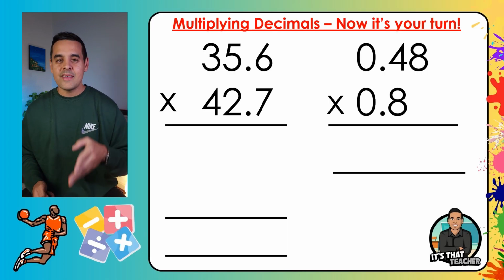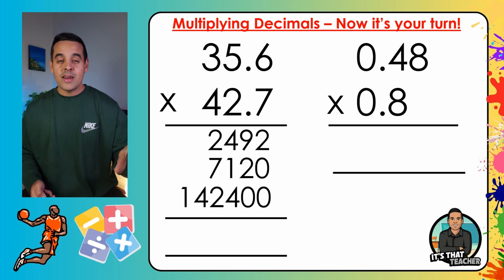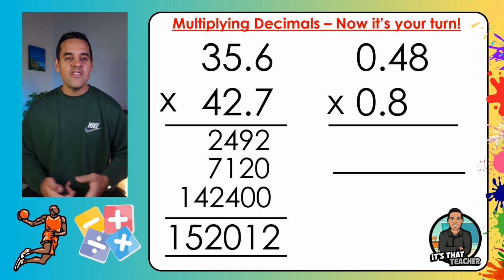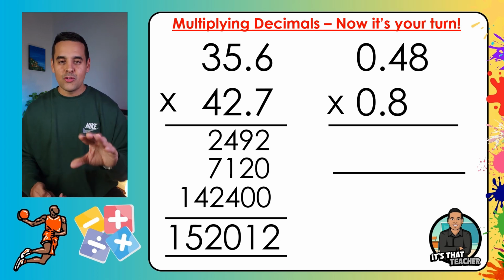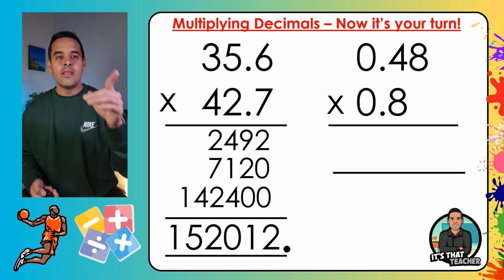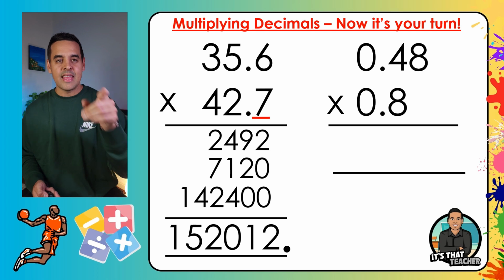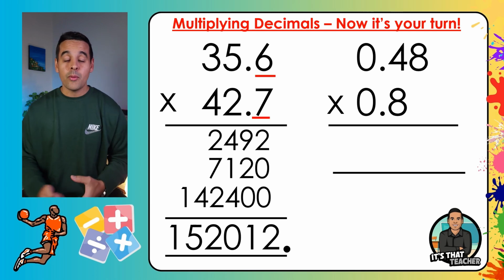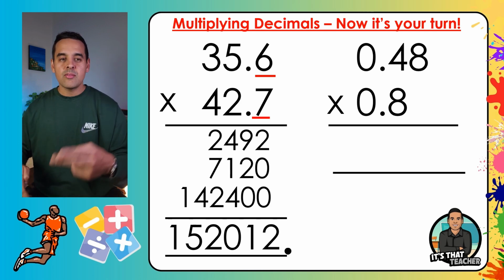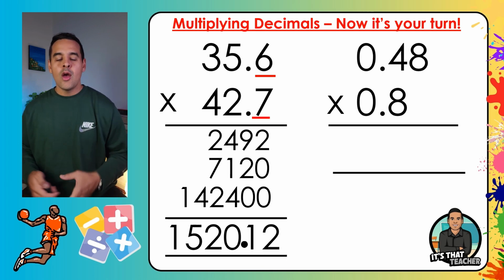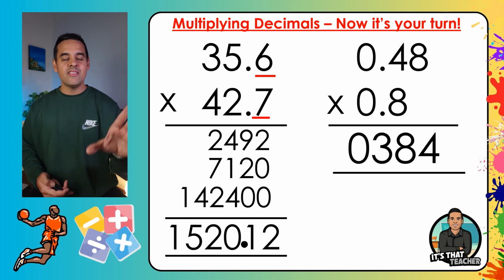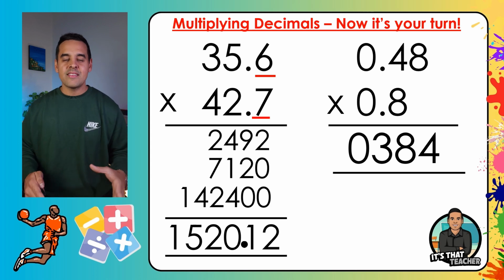35.6 times 42.7. You can see we've added up the 3 numbers. I've done it just quickly so we can speed the process. Add these numbers, you'll get 152,012. Now, count the numbers after the decimal point. You can see here, 1, 2. We've put the decimal point on the far right, okay? Next to the ones, and move it 2 decimal points. 1, 2, bang. 1,520.12. That's your answer.